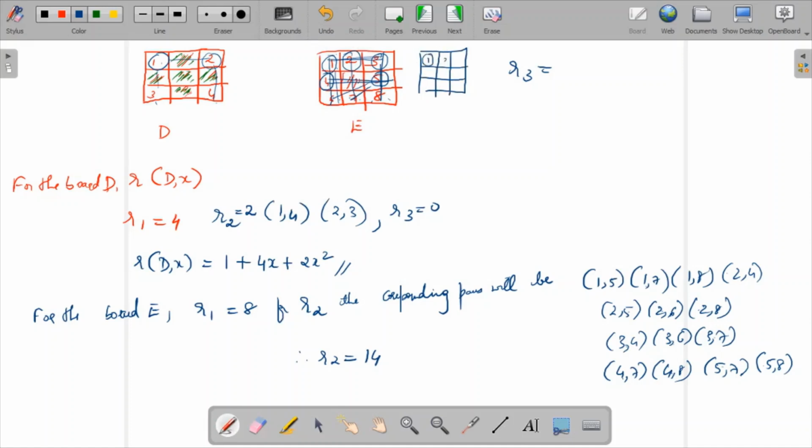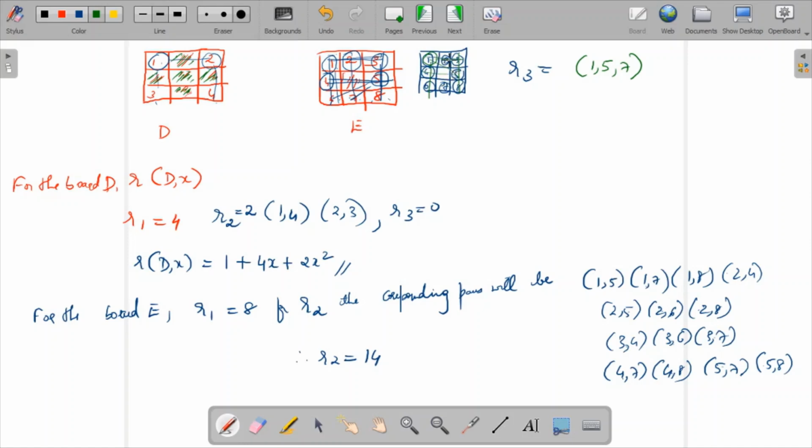1, 2, 3, 4, 5, 6, 7, 8. For R3 it is 1. When I circle 1, this and this will not be there. So 1 can be combined with 5, 7, but for those 7, 8 I cannot do it. I'll take 1, 5, and when it comes to 5 again, this and this is not considered. So for R3, the triple is 1, 5, 7.